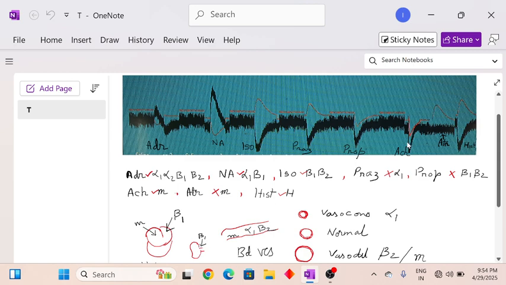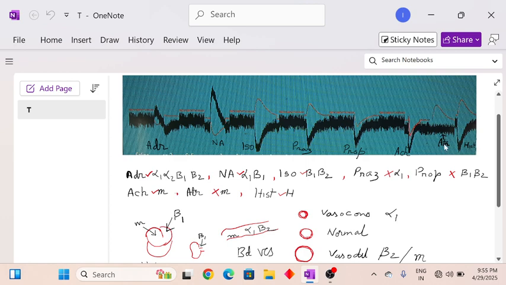Coming to acetylcholine, it stimulates the muscarinic receptors in the blood vessels, so that results in release of EDRF. EDRF causes vasodilation, and that results in decrease in the blood pressure. Acetylcholine on the heart stimulates the muscarinic receptors, and that results in decrease in the heart rate, bradycardia. So, acetylcholine decreases the blood pressure and also decreases the heart rate.